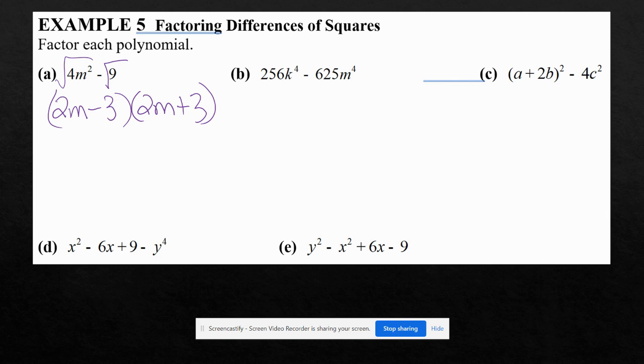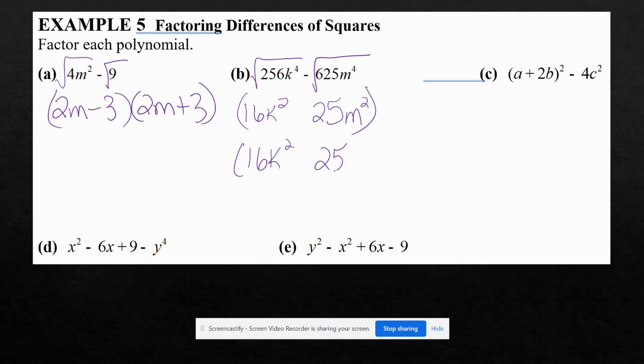2 terms, subtraction, perfect. Square root them. The square root of 256 is 16. The square root of k to the 4th means you take half of the 4, which is 2. All right, the square root of 625 is 25. And the square root of m to the 4th, or half of 4 m's, is 2 m's. So we write that twice. One's plus, one's minus. And that's our factored form.